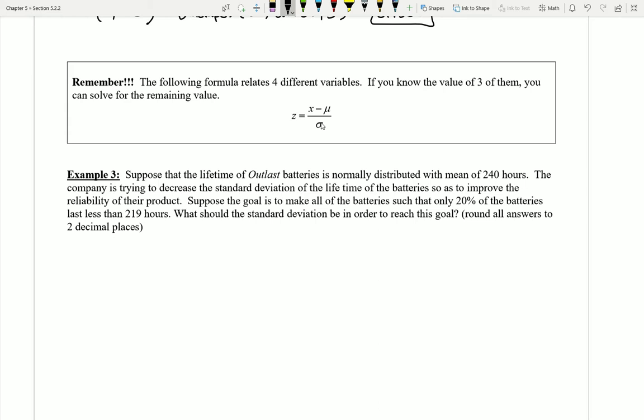Well, we're going to try to use this to our advantage, as well as the idea of z-score probability calculations that we did in the last section. Take a look here at example 3. Suppose that the lifetime of Outlast batteries is normally distributed with a mean of 240 hours. The company is trying to decrease the standard deviation of the lifetime of the batteries so as to improve the reliability of their product. If a product has a lot of variability, it would have a high standard deviation.